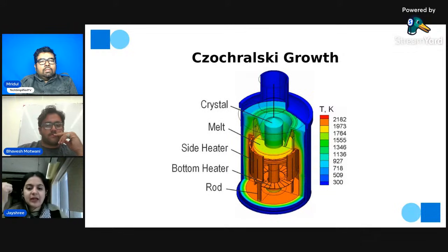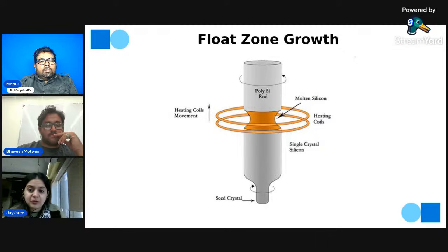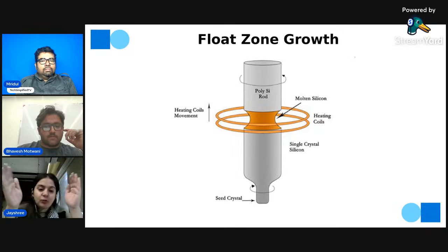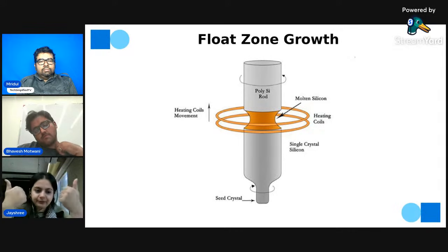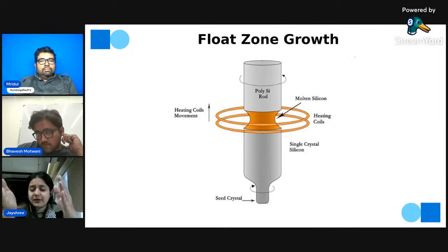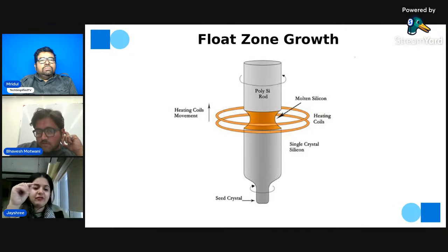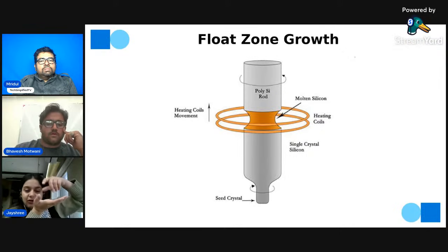This is one method, and let's move on to the second method, the float zone method, also called the FZ method. Basically, it's used to convert polycrystalline silicon to monocrystalline silicon, with no boundaries and no impurities. In this FZ method, it's used for small wafer production with a low oxygen rate.